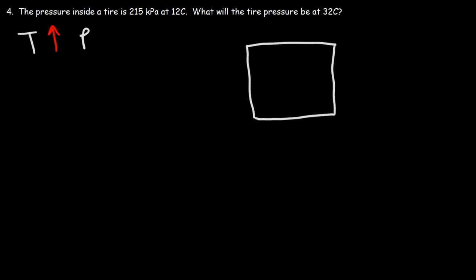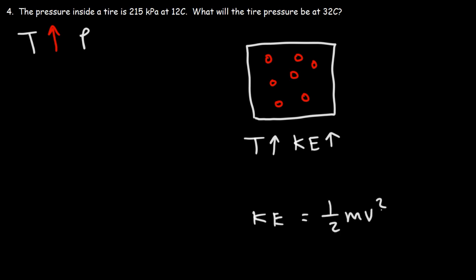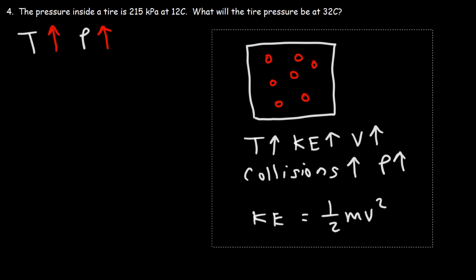What would you say? Let's draw a picture again with a few gas molecules inside a container. As we raise the temperature, the kinetic energy of the gas molecules will increase. Now, kinetic energy depends on 2 things, mass and speed. As we raise the temperature, the mass of the particles will not change, so the speed will increase. And as the speed increases, the number of collisions that the gas molecules make with the walls of the container will increase, and this will lead to an increase in pressure. So an increase in the temperature will cause an increase in pressure.